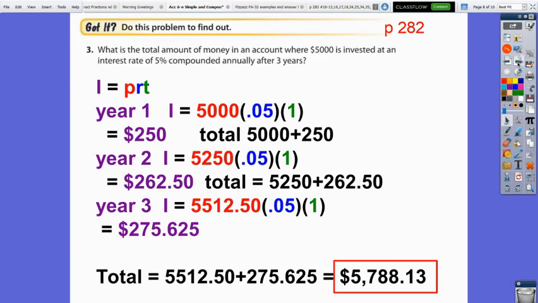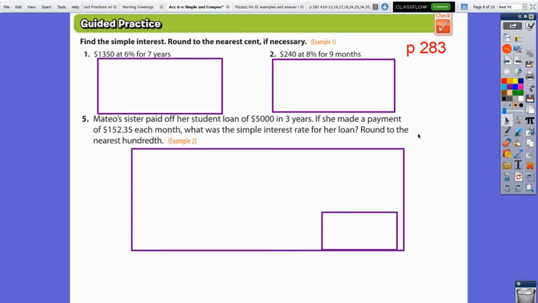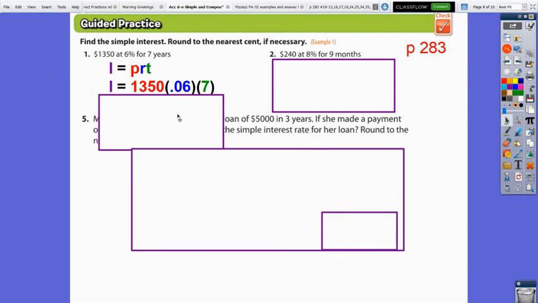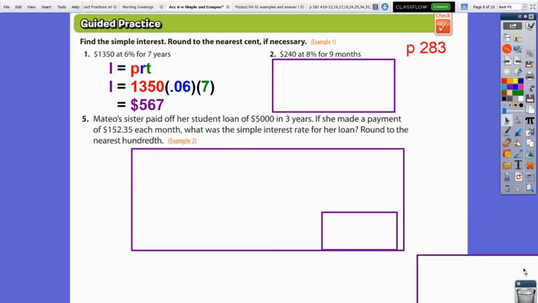All right, so let's do a couple of quick Got It problems here, the guided practice problems on page 283, before we set up for a good independent practice assignment in the next class. So find the simple interest for problems 1 and 2, to the nearest cent. $1,350 at 6% for 7 years. The formula is always the same. Write down what you put in for everything in the formula. So the interest is $1,350 times 0.06 times 7 years. And that turns out to be $567.